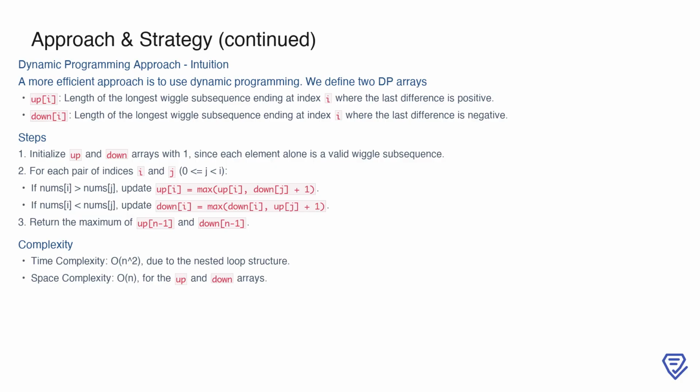If nums[i] is greater than nums[j], it means there's an upward wiggle, so we update up[i] to be the maximum of its current value or down[j] plus 1. Similarly, if nums[i] is less than nums[j], we update down[i]. At the end, we return the maximum of the last values in the up and down arrays. This method is significantly more efficient than brute force, with a time complexity of n squared, due to the nested loops, and a space complexity of n, for storing the two arrays.